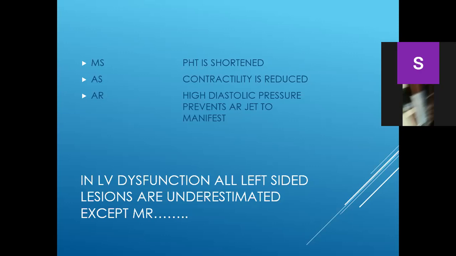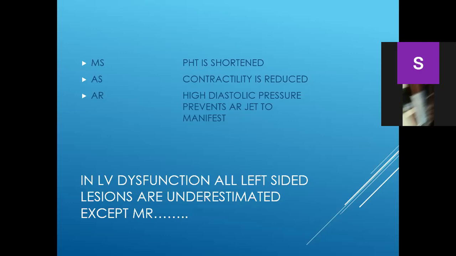Now comes aortic stenosis. When it comes to aortic stenosis, the contractility is reduced. When contractility is reduced, the cardiac output reduces. When the cardiac output reduces, expectedly the gradients across the aortic valve fall. Then you get falsely low gradients, and you assume that there is no significant aortic stenosis. So again, aortic stenosis is also underestimated.